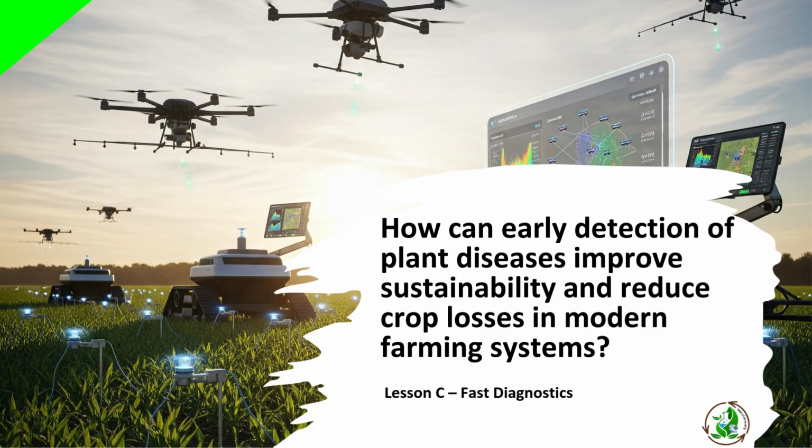In Lesson C of this module, we will be answering the essential question: how can early detection of plant diseases improve sustainability and reduce crop losses in modern farming systems? Early detection of plant diseases can save crops, reduce chemical use, and protect food supply. The sooner we identify a problem, the less aggressive the treatment needs to be. Rapid diagnostics allow for quicker, more precise actions, which help farmers maintain yields and reduce waste.